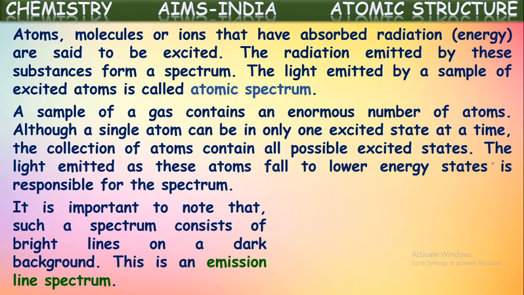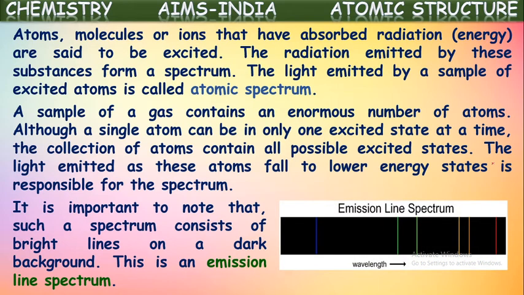It is important to note that such a spectrum consists of bright lines on the dark background. This is called emission spectrum. When we make this energy emitted by the atoms fall on the screen, it is observed that some bright lines appear on the dark background. This is called emission spectrum because the spectrum is obtained by the emission of light by the atoms. This emission spectrum seems like some bright lines on the dark background.